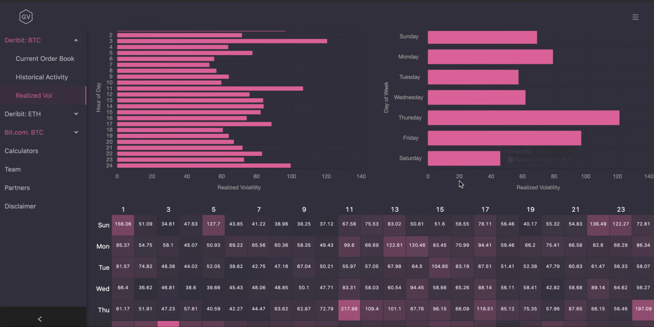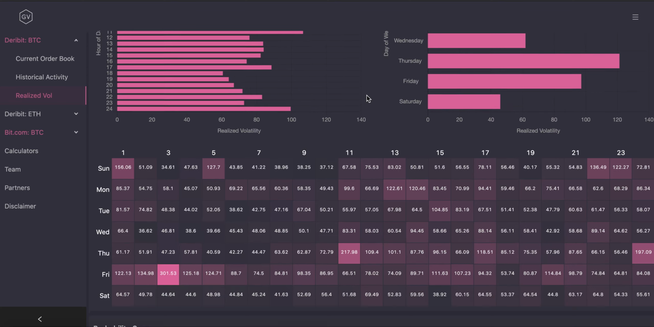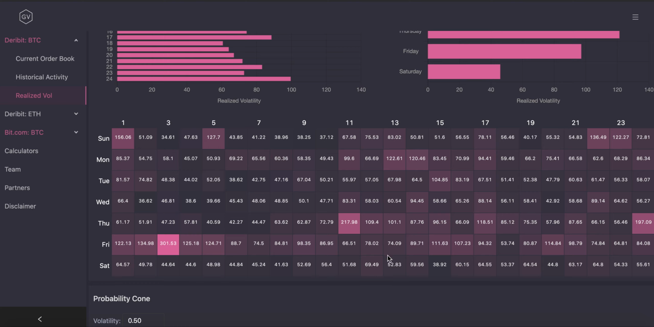We can see the day that has the most activity. So Thursdays are the most volatile times of Bitcoin price action in the past year. So that's how that's been lining up versus Saturday, which is a pretty quiet day. And then here we have a heat map that is going to show us the intersection between the two.